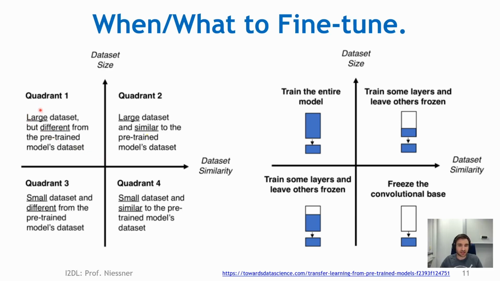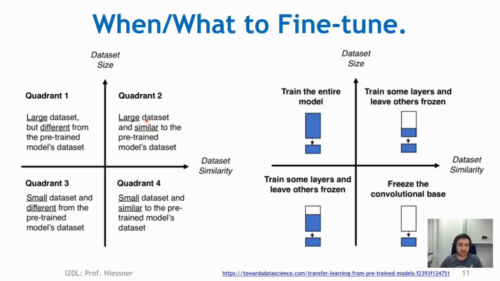So the best case for our target task is if we still have a large data set, but the pre-trained model was trained on a quite different data set. In that case, you would most likely train the entire model. So basically, we don't freeze any layers in our model and train the entire thing.